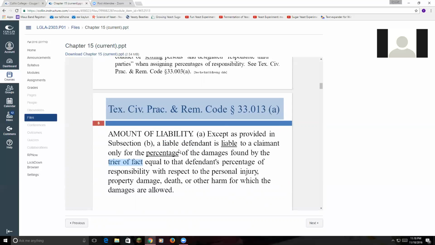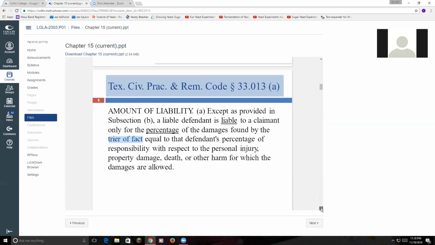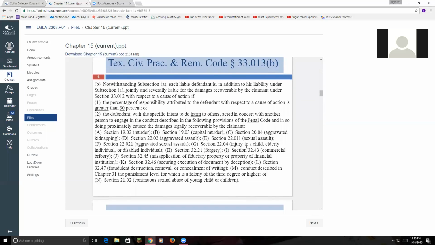So a liable defendant is liable to a claimant only for the percentage of damages found by the trier of fact equal to the defendant's percentage of responsibility with respect to the personal injury, property damage, death, or other harm for which the damages are allowed. So this is saying, generally speaking, the rule isn't going to be joint and several liability anymore in Texas. But there's a huge but here. Let's go to the next slide.